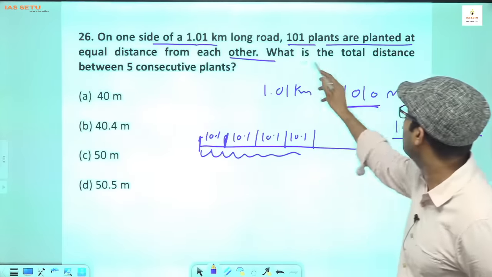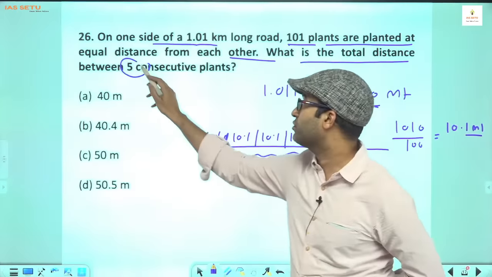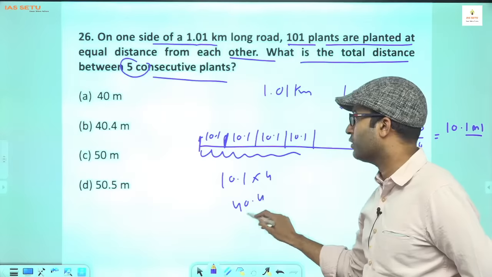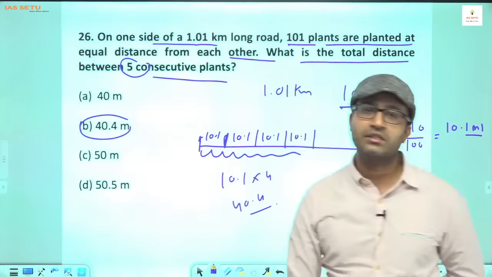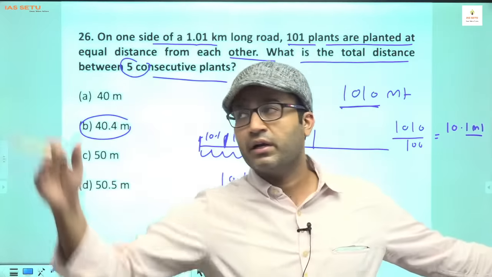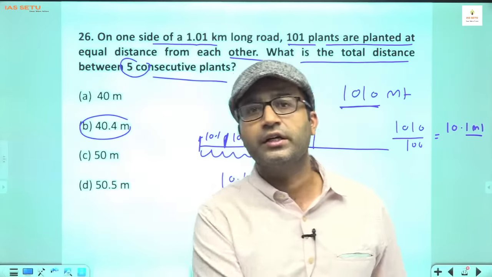So what is the total distance between 5 consecutive plants? It is 10.1 into 4, 40.4 meters. Some students mark the answer as 40 meters because you have to plant 101 plants. One will be planted at the first end, one will be at the last end. There will be 100 gaps.